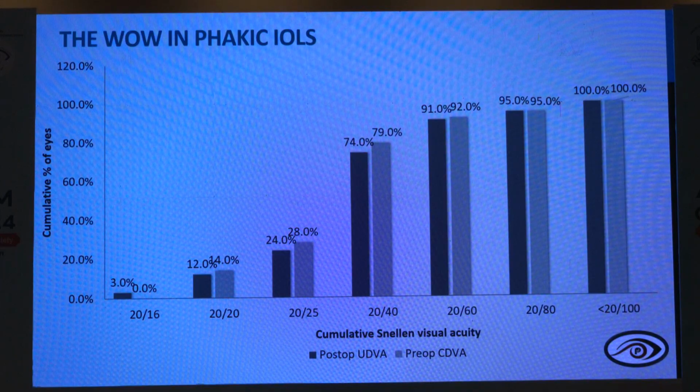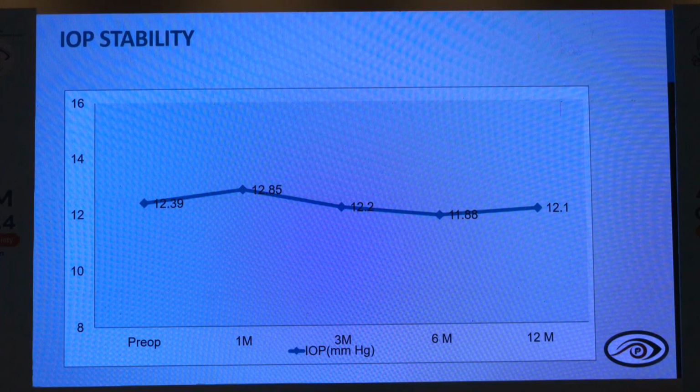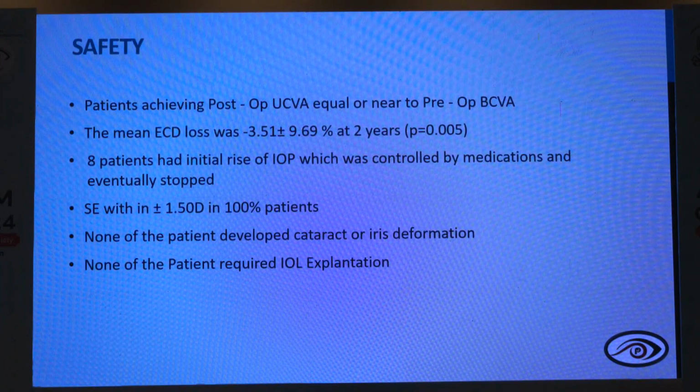This is because of the wow effect: even a patient with 6/60 vision with very high myopia, if you implant, suddenly they are going to get the vision of 6/18 or 6/12. Again, this is because these lenses are close to the nodal point of your eyes. Coming to the IOP stability, if you do all your pre-op workup, IOP is not going to increase, and you'll have good results.